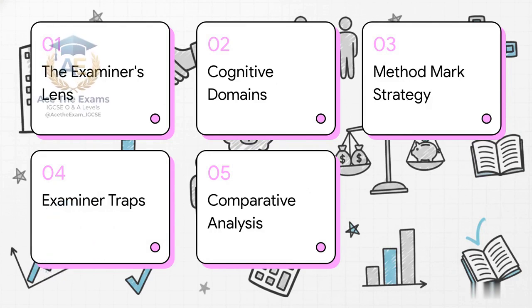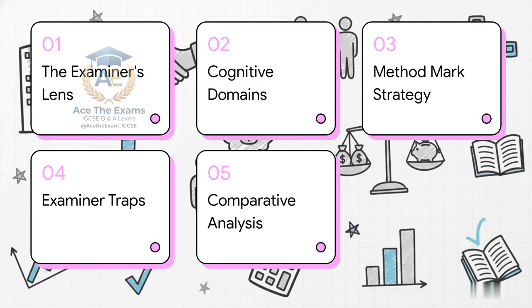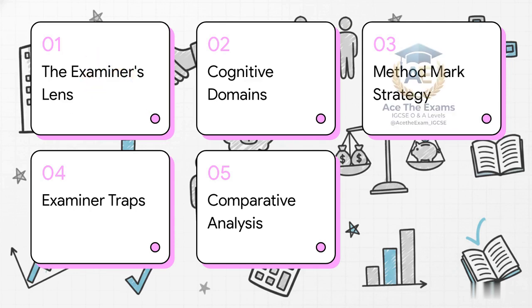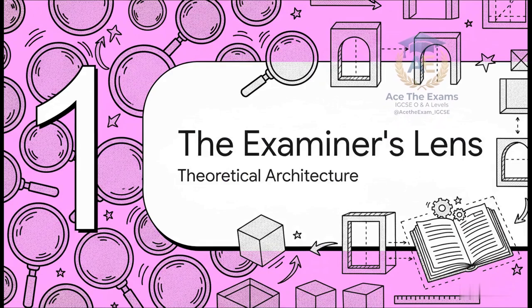1. The examiner's lens. 2. The 3 core cognitive domains. 3. The method mark strategy. 4. Avoiding top examiner traps. And 5. Mastering comparative analysis. Let's move right into section 1, the examiner's lens, and figure out the theoretical architecture you need to build.